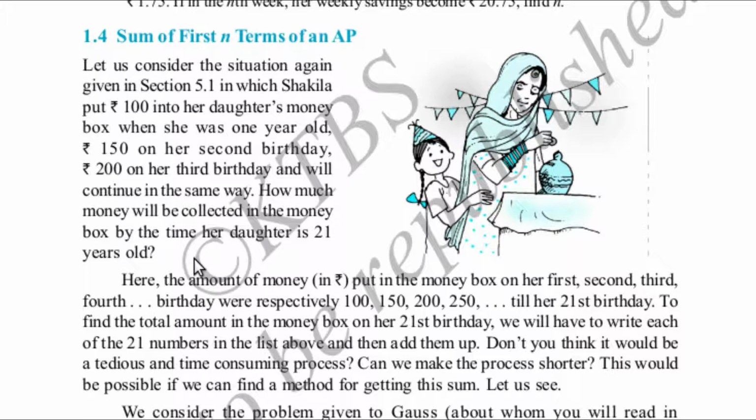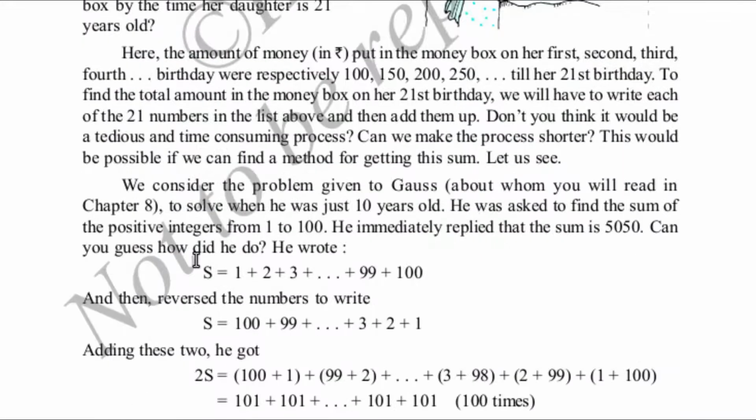The sum of the first n terms of an arithmetic progression. Here we consider the problem given to Gauss. Gauss is a famous mathematician. He was given a problem to solve when he was just 10 years old. He was asked to find the sum of positive integers from 1 to 100. Then he immediately replied that the sum is 5050, which is accurate.